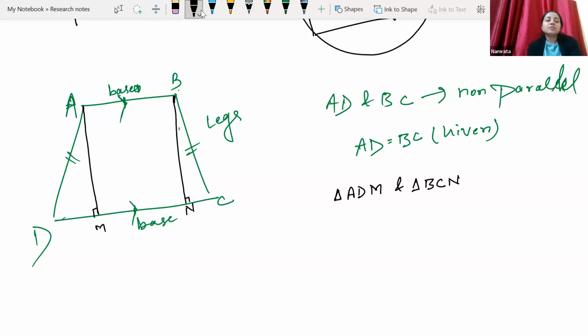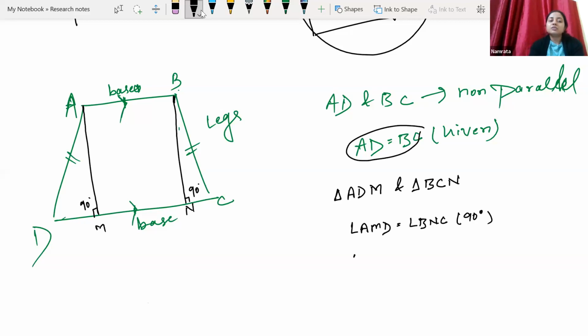So we have 90 degrees here and 90 degrees there. So we can take that angle AMD is equal to angle BNC, both are 90 degrees according to our construction. Now what else? It was given that AD and BC are the same. Side AD is on the left triangle, and on the right triangle BC is there. That was already given, that the non-parallel sides are equal in length.